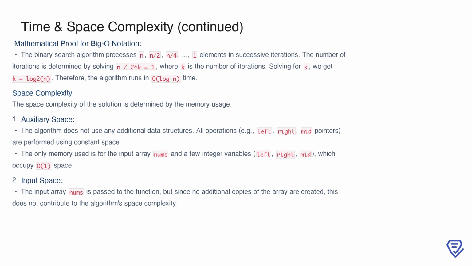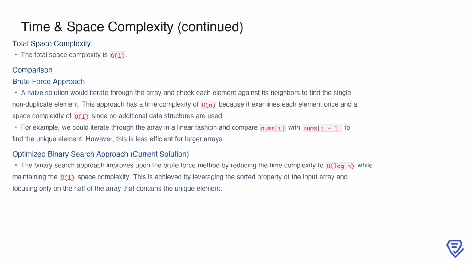Now, for space complexity, the algorithm is extremely efficient. It uses no additional data structures, relying only on a few integer variables like left, right, and mid to manage the search process. These variables occupy a fixed amount of memory regardless of the input size, resulting in an auxiliary space complexity of O(1). Since the input array is simply passed to the function and not copied or altered in a way that increases memory usage, the overall space complexity remains O(1). When we consider the total space complexity of this solution, it is clear that the algorithm operates within O(1) space. This means it uses a constant amount of memory, irrespective of the size of the input array.